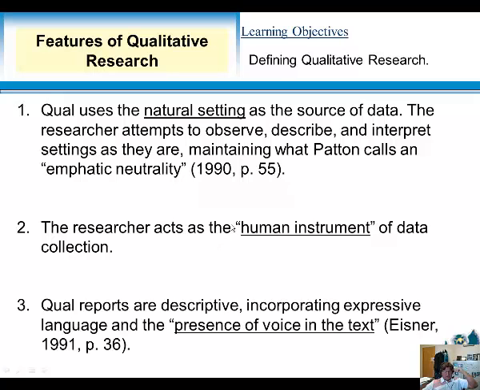Qualitative reports or manuscripts are descriptive and incorporate expressive language and the presence of voice in the text. Whereas in a quantitative manuscript you won't see words like I, we, they, him, her, nothing personal, and no quotations, in a qualitative manuscript you will see the presence of voice in the text and lots of quotes to highlight what you're discussing.